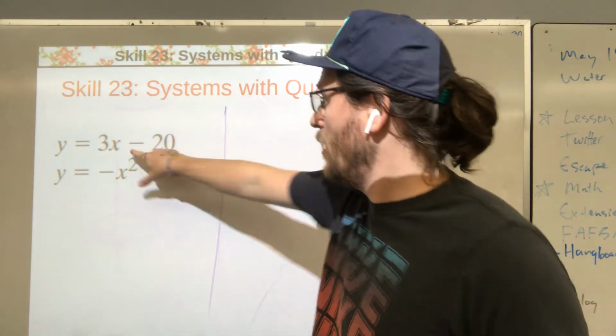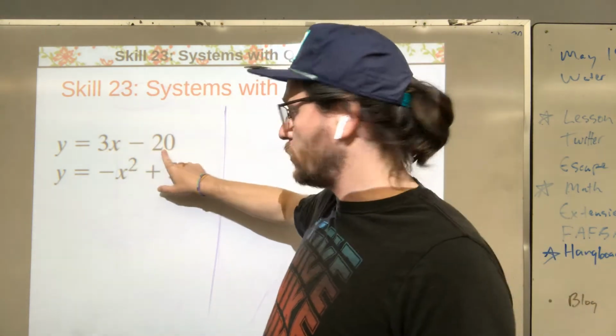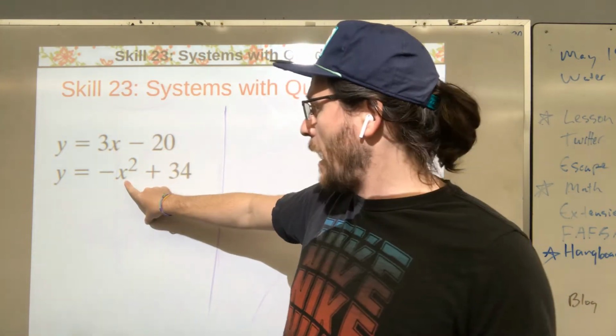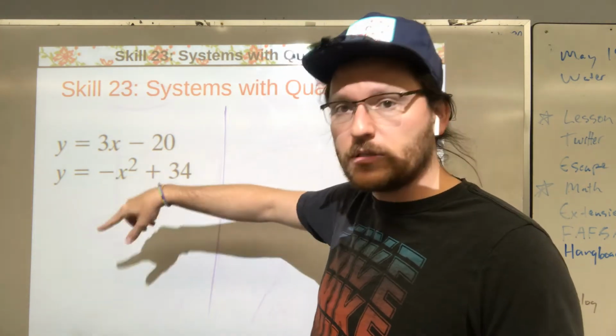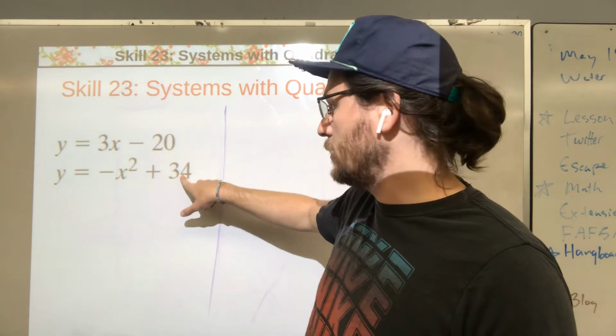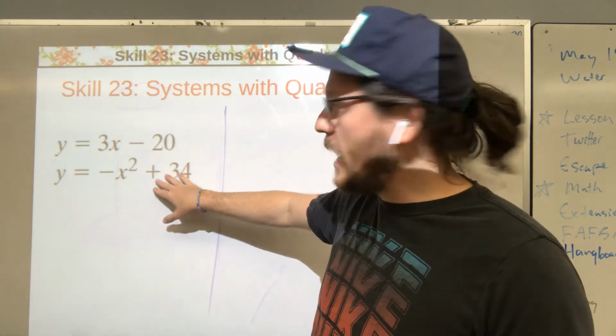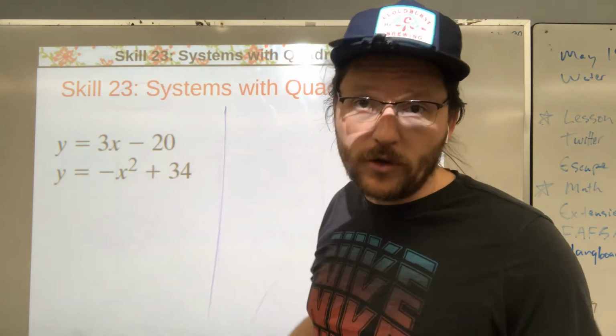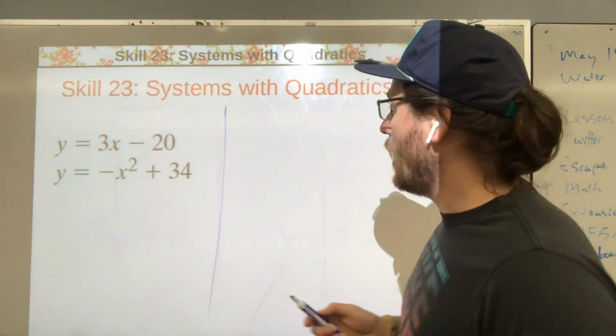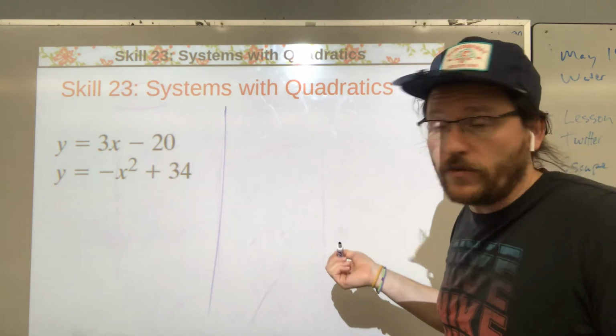We have a line, right? Rise over run is 3, our starting value is -20, and then we have a parabola, right? It's a negative, so it's going to be an upside down parabola, and it starts at 34. This is a little harder to visualize, I think, than the line, but these two things hopefully will cross, and we can find that using some math that we've already done.